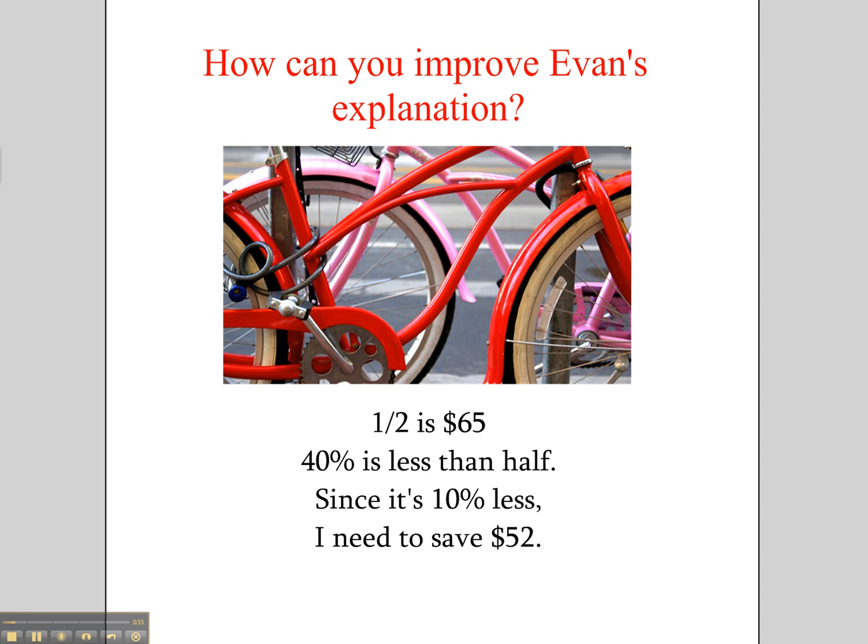Evan is a character in our book who is going to buy a bicycle, and the bicycle costs $130. He needs to cover 40% of this cost. His parents said they will pay the rest. So he made a calculation, and this is his answer. Half is $65. 40% is less than half. Since it's 10% less, I need to save $52. Evan has the right answer, but he doesn't really have a good explanation of how he got his answer.